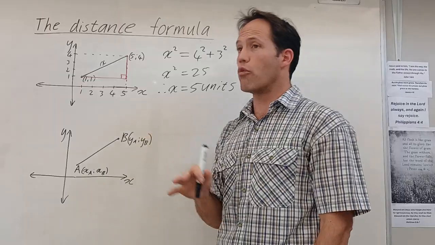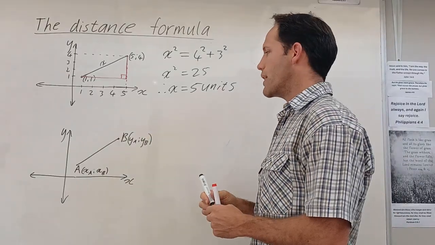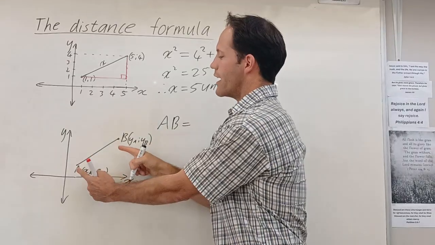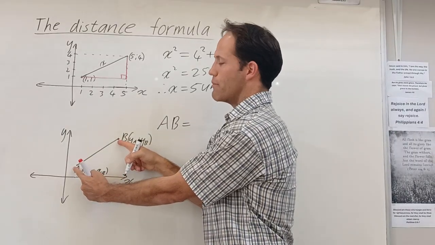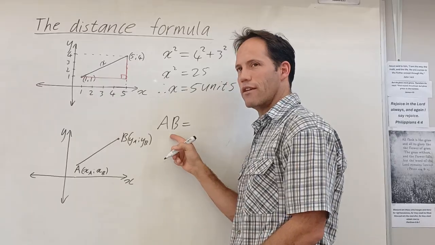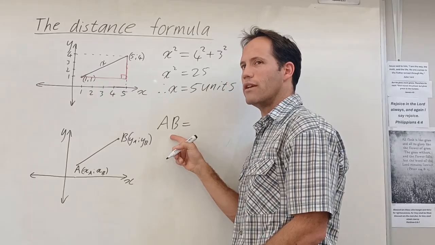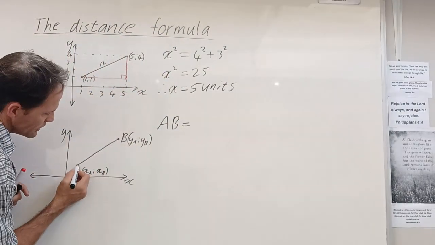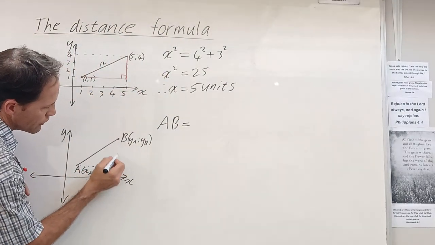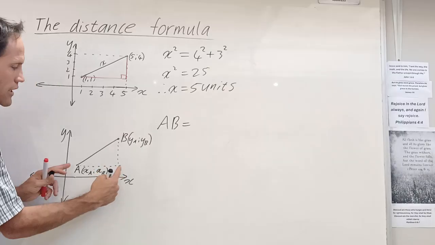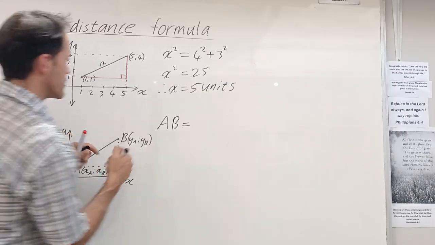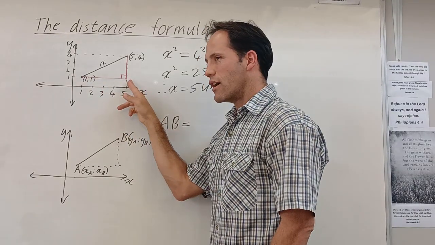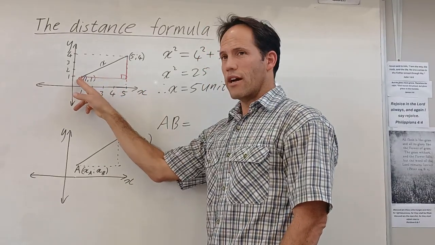Now let's look at the formula. Okay, there's a distance formula. The formula looks like this. If I want to find the distance of line AB, this is my line, AB. I want to find the distance, so you just say AB. That means distance from A to B. I need to find the horizontal distance and the vertical distance. So what did we do here? We said 5 minus 1. So we took the x value here minus the x value here.